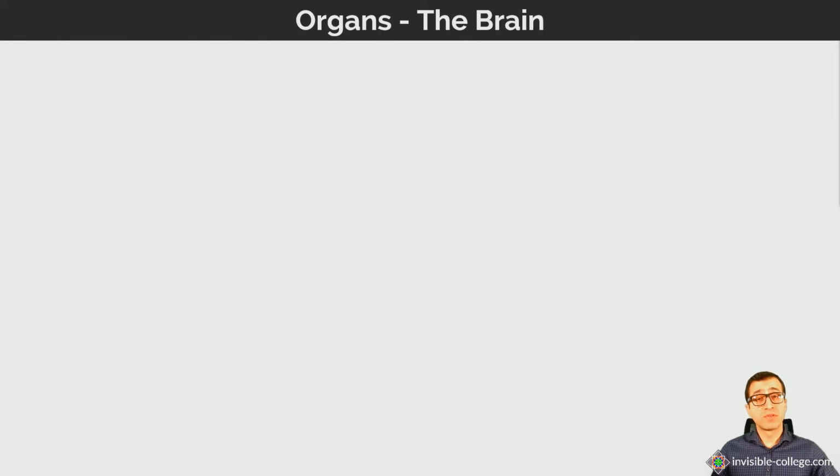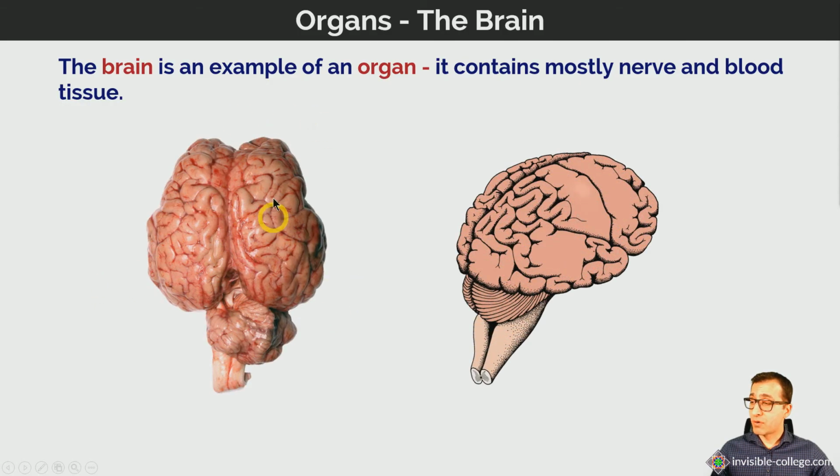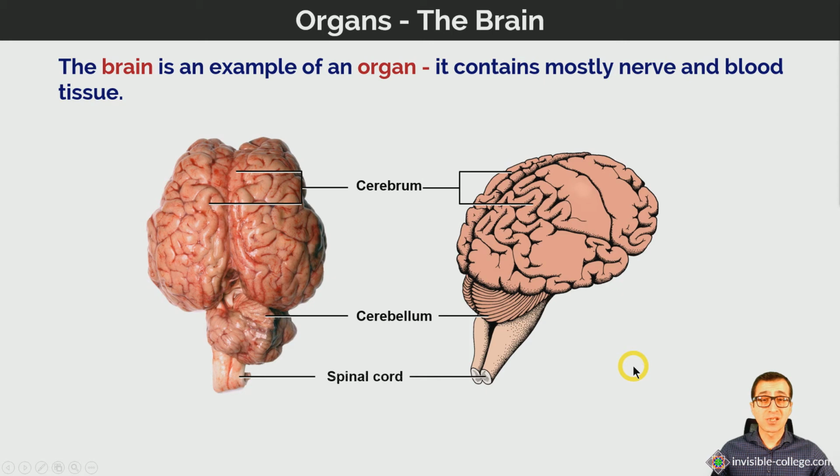The brain is another example of an organ. It's composed mostly of nerve and blood tissues. So here we can see on the left a photograph of a brain, and on the right a diagrammatic representation of this. Here we see the cerebrum. We can also see other parts of the brain. This is the part of the brain called the cerebellum, which is responsible for coordinating movement. Down here we can see the spinal cord where it meets the brain, and at the bottom of the brain we have a part referred to as the medulla oblongata. So the function of the brain is to control movement and other body functions.